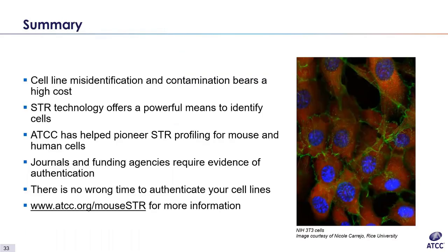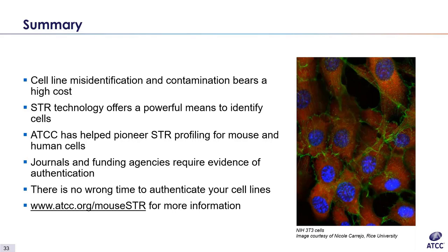Thanks, Balsam. So today we talked about how cell line misidentification and contamination bears a high cost in terms of money wasted, misinformation in the literature, and setting back medical science. We presented how STR profiling is a powerful means of identifying cell lines, both mouse and human. We talked about how ATCC has collaborated with NIST and independent researchers to generate consensus standards around its use for cell line authentication.